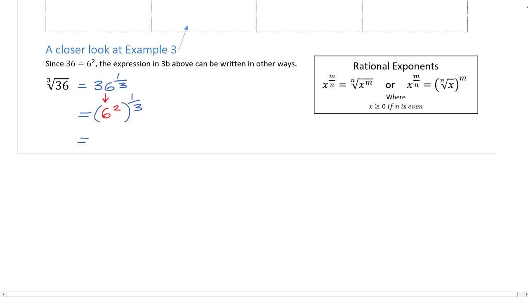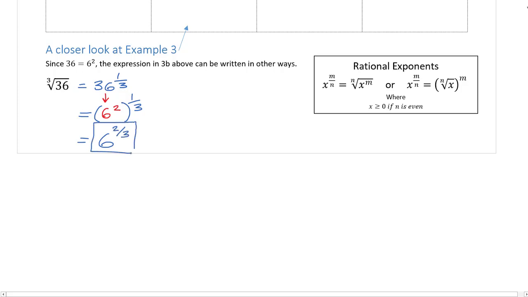Now, remember our power of a power rule? When we have a power of a power, we can multiply. So like when I have 2 to the 3 to the 5, I can make that 2 to the 15, right? Power of a power rule. So the same thing applies here. What I can do, leave the base as 6, and I can go 2 times 1/3 is 2/3.